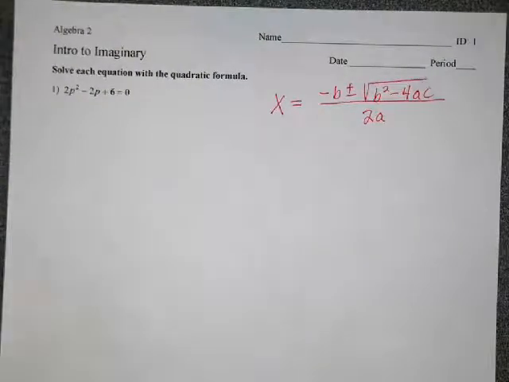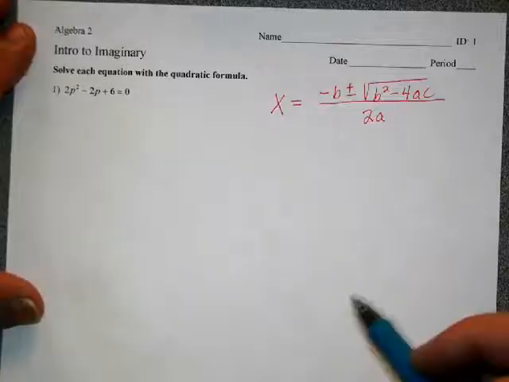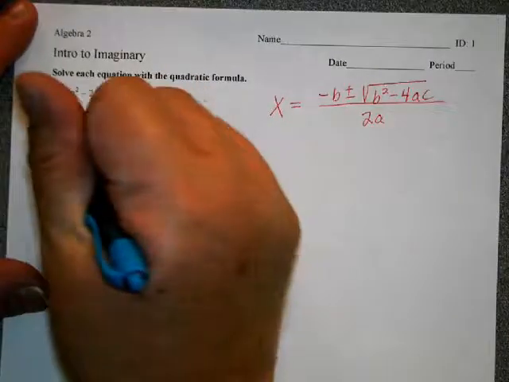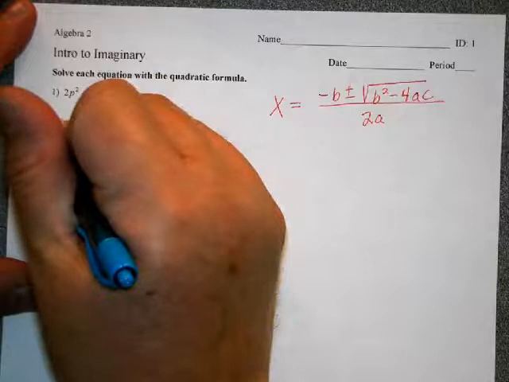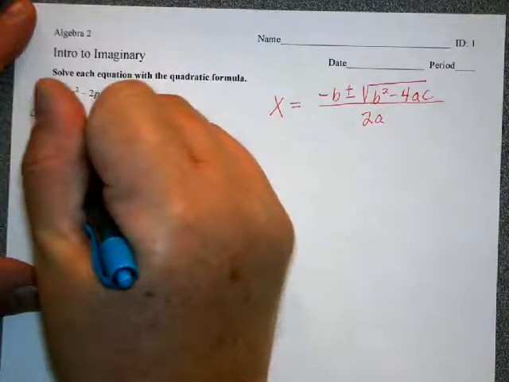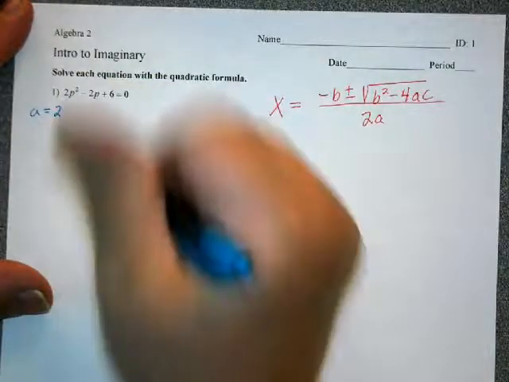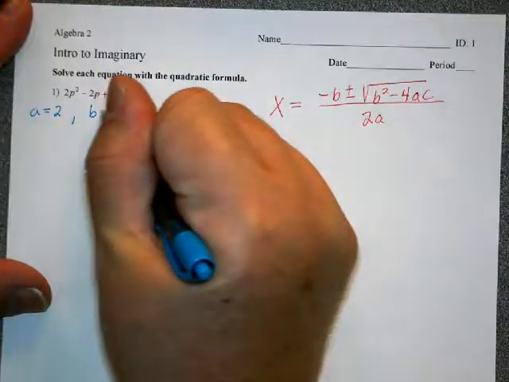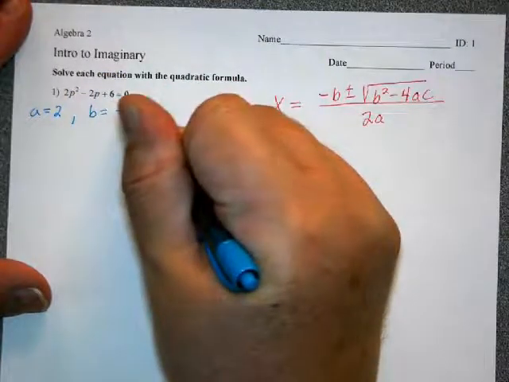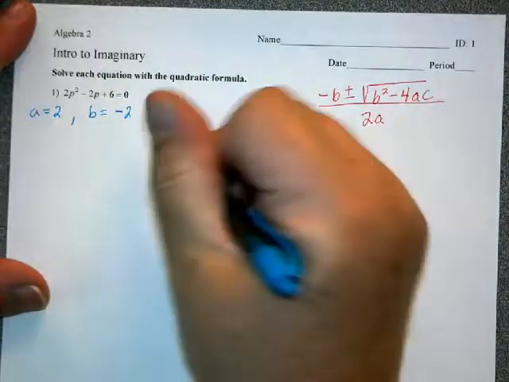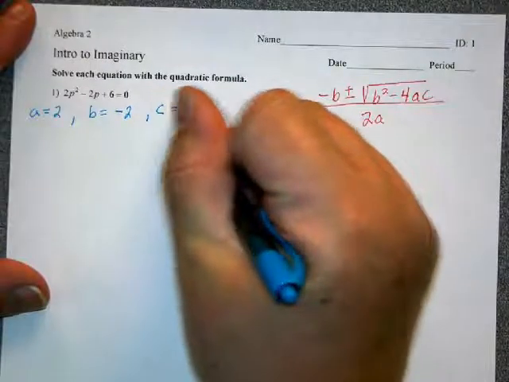So let's go ahead and plug in our A, B, and C. So I'm looking at number 1 here. And my A is 2. My B is negative 2. And my C is 6.